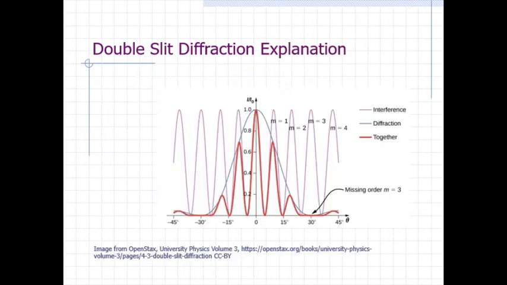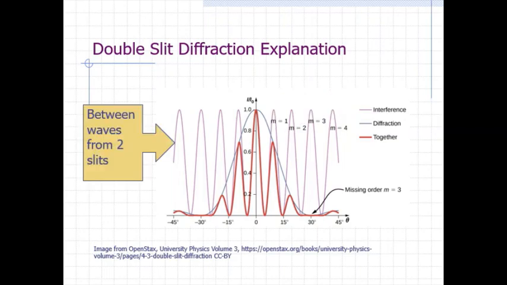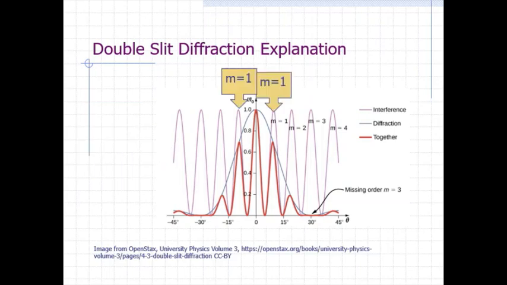Here's a graphical representation of the effect of putting two slits side by side. In this particular case, the diffraction that would be due to just one slit is given by the blue curve. If we were to predict the interference pattern from one wave from each of the slits, then we would get the purple curve. Here are the peaks in the two slit interference responsible for the first order spots, and here are the peaks responsible for the second order spots. Multiplying the blue curve and the purple curve gives us the red curve.